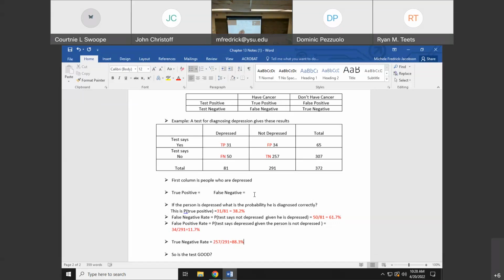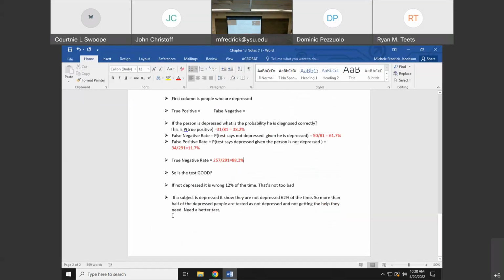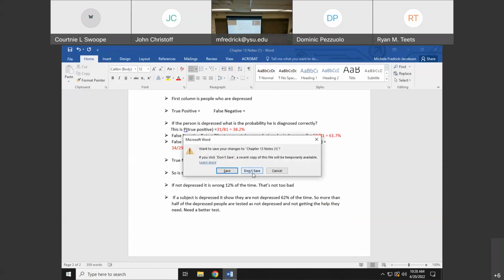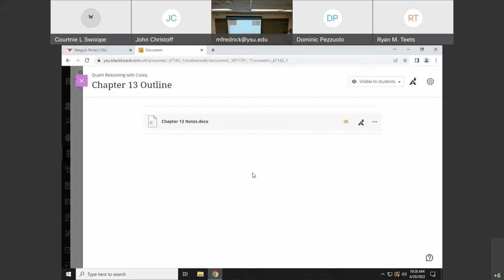Okay, let's look at it. I kind of wrote a little paragraph about it. If not depressed, it's wrong 12% of the time. That's not too bad. But if a subject is depressed, 62% of the time they're not getting the help they needed. The ones for the group assignment are really interesting because it uses the strep throat, but then it shows you the COVID tests and why they have the quick test, but you still should send away for the other.